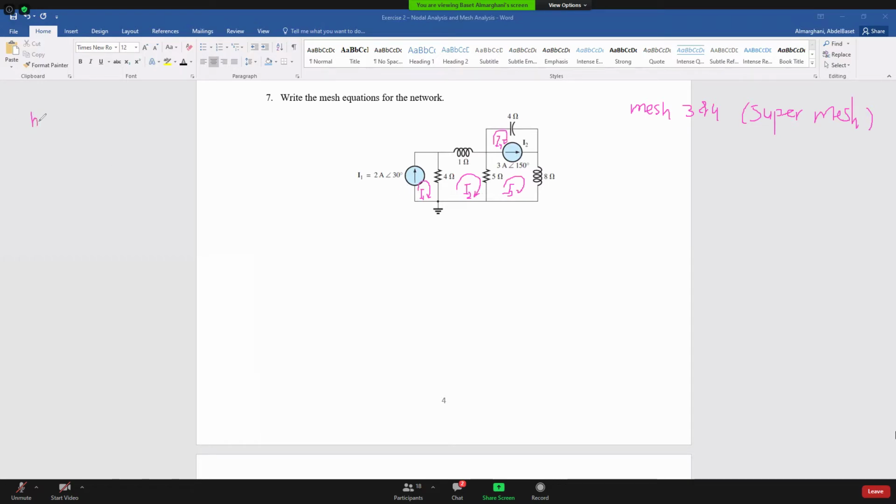Now mesh 1 has a current source. Look at this current source. So I1 is solved because the only current going here is this current, and it's 2 angle 30. So this is the first equation.